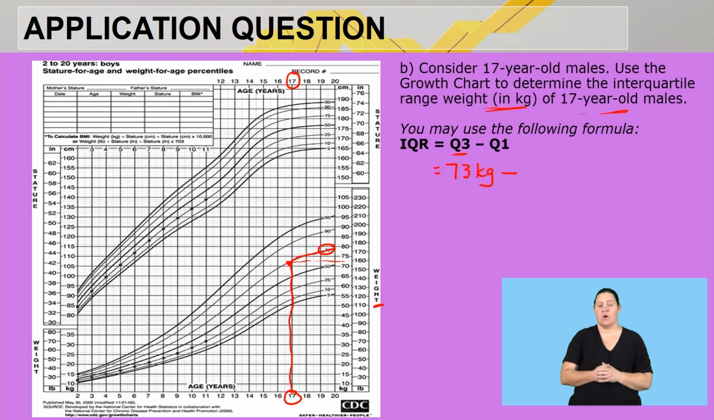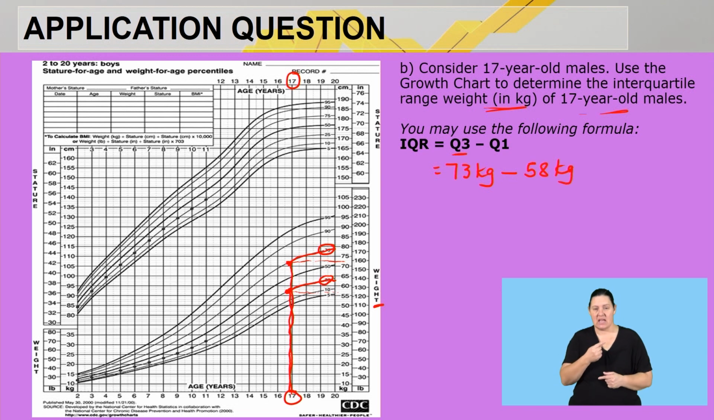Now, I must find quartile 1. Quartile 1 is represented by what? The 25th percentile. Good. So there's our 25th percentile. Okay, still the same 17-year-old. So again, I'm going to move all the way up. Here's my 25th percentile. I'm going to move down right where they intersect. Okay, so therefore I'm going to move all the way to my right-hand side. And I'm going to say it's between 55 and 68.